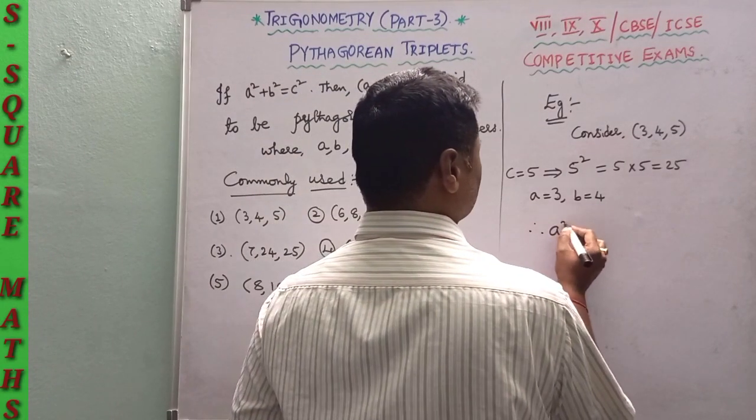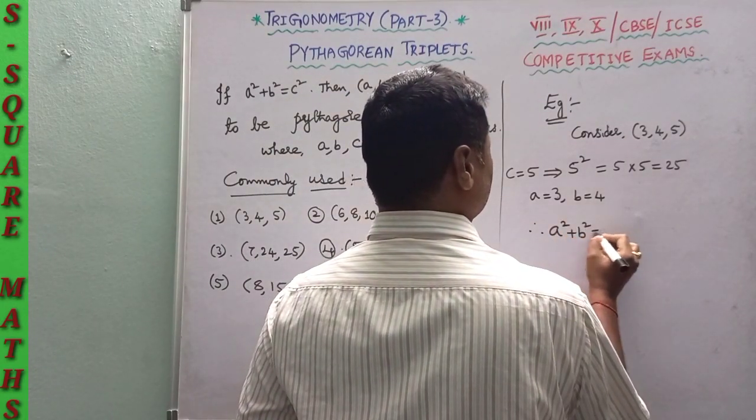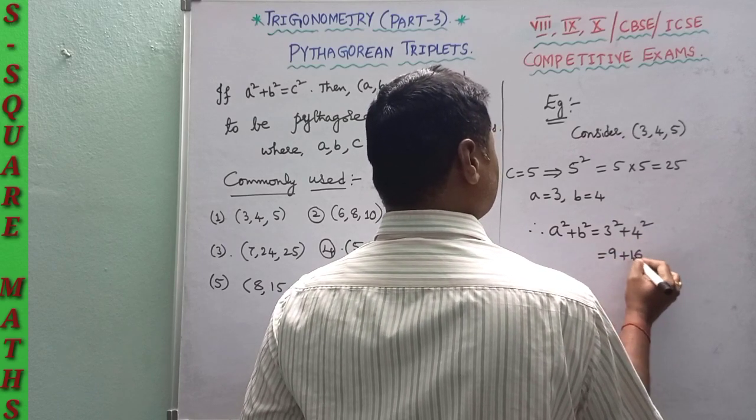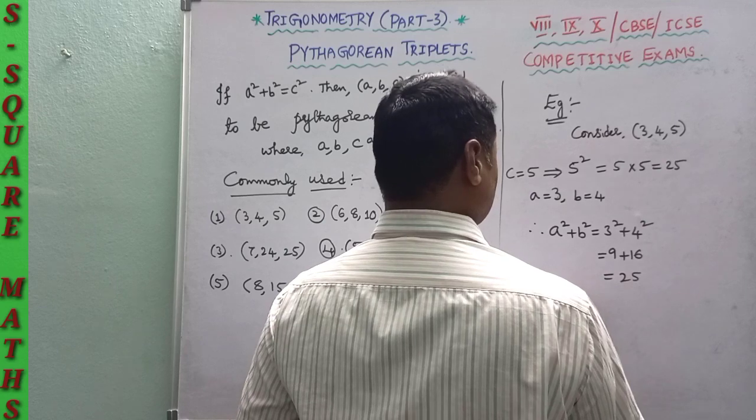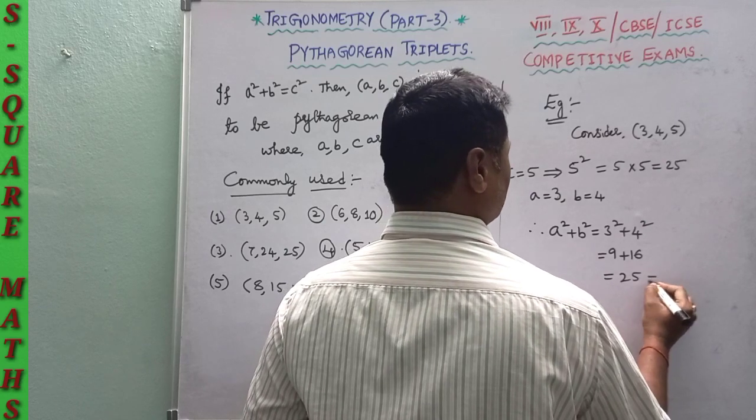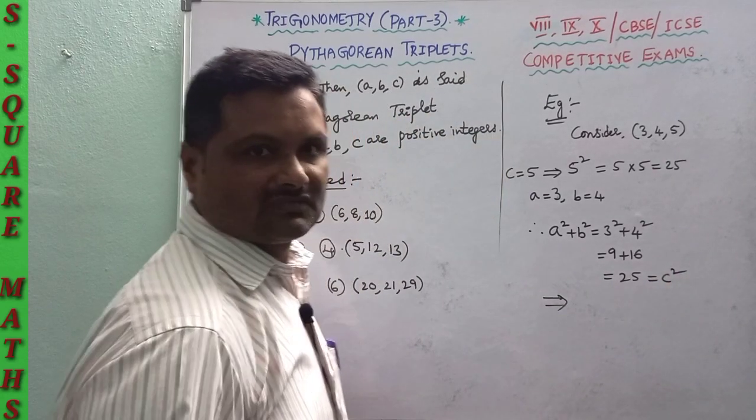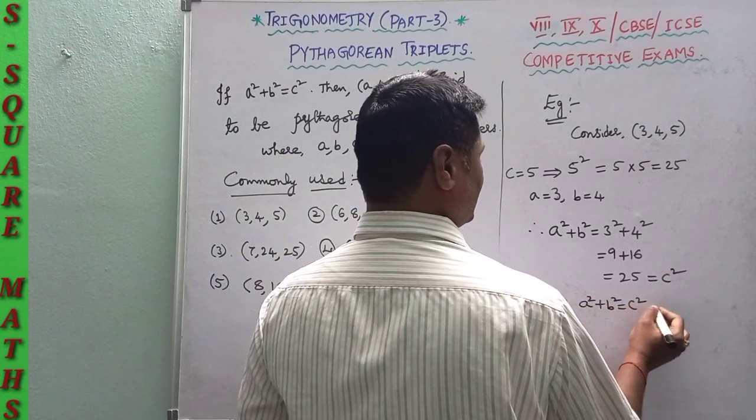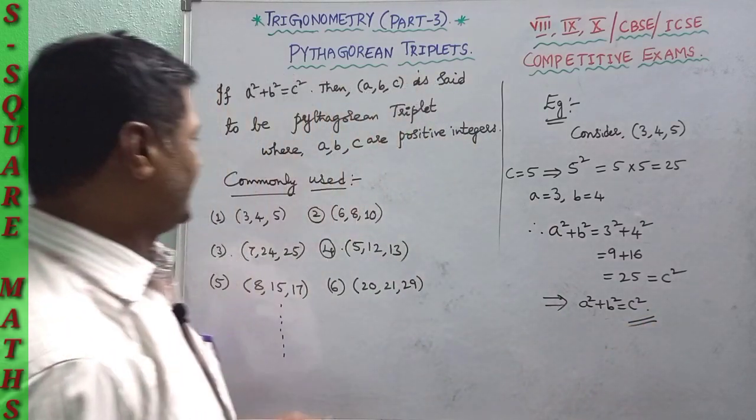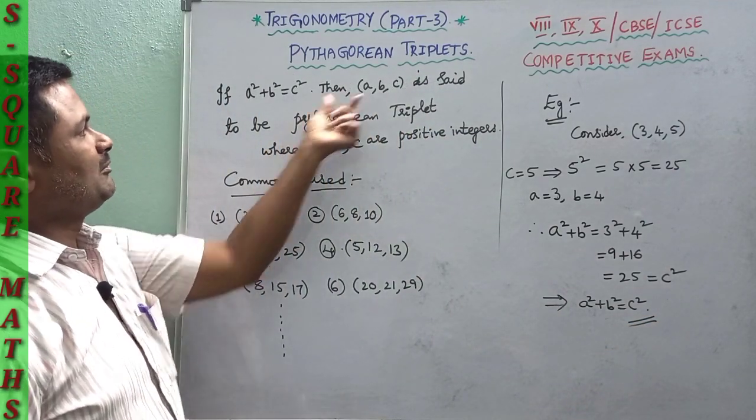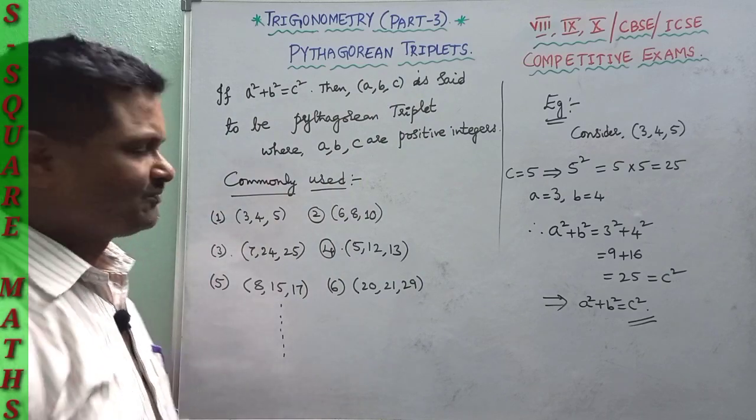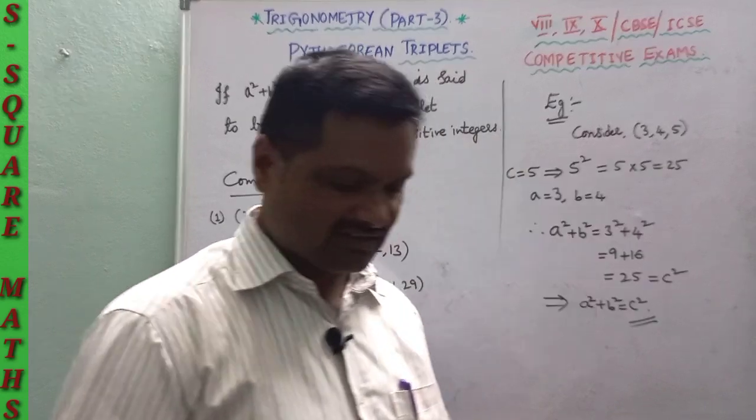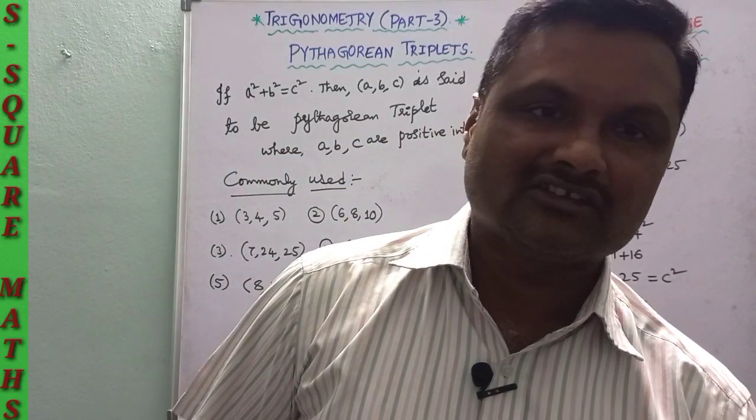Therefore, I can write a square plus b square, which is 3 square plus 4 square, 9 plus 16, which is 25. So 25 stands for our c square. This implies I got a square plus b square is equal to c square. Hence 3, 4, 5, a, b, c is said to be a Pythagorean triplet. For the various things you can check it. So this is about the concept of Pythagorean triplets.